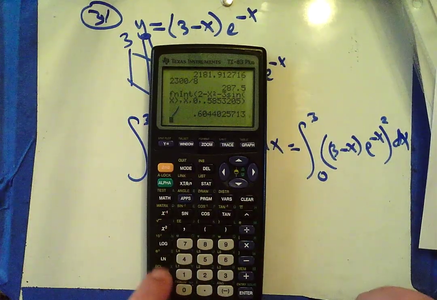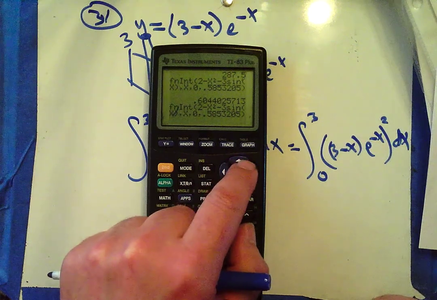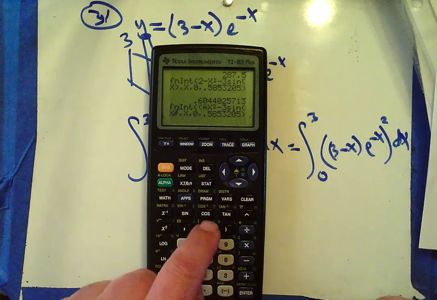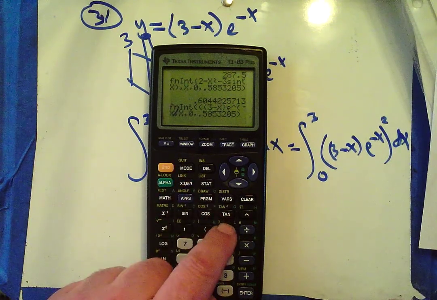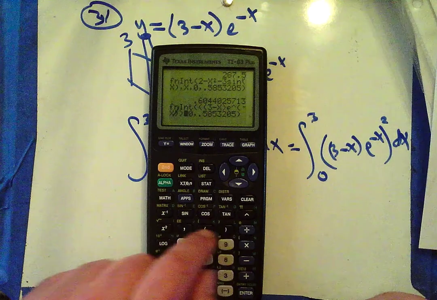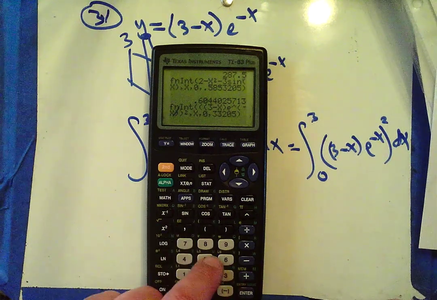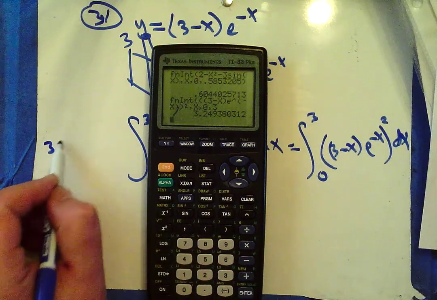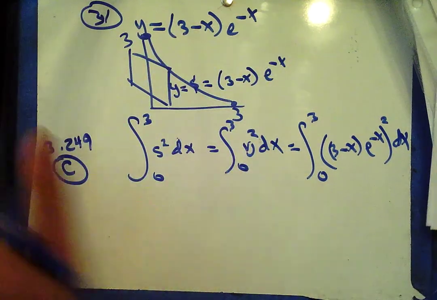Okay, I'll pull out my calculator and integrate. Second entry, integrate parentheses 3 minus x, close parentheses, e to the negative x, close the parentheses on the e to the, close parentheses on the function so that we can square it, comma x, comma 0, comma 3. And I get 3.249. 3.249 is choice C. Let's move on.